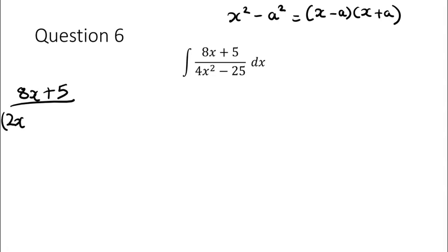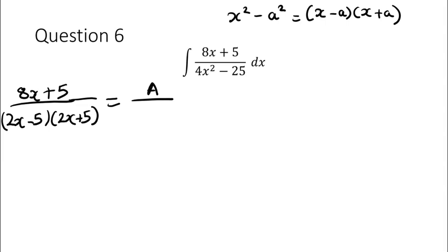So that's going to be 2x. Okay, 2x in both of the brackets there. 2x times 2x makes 4x squared. And 5 squared is 25. So I need to have a minus 5 and a plus 5. Okay, and now I'm going to set this up as partial fractions.